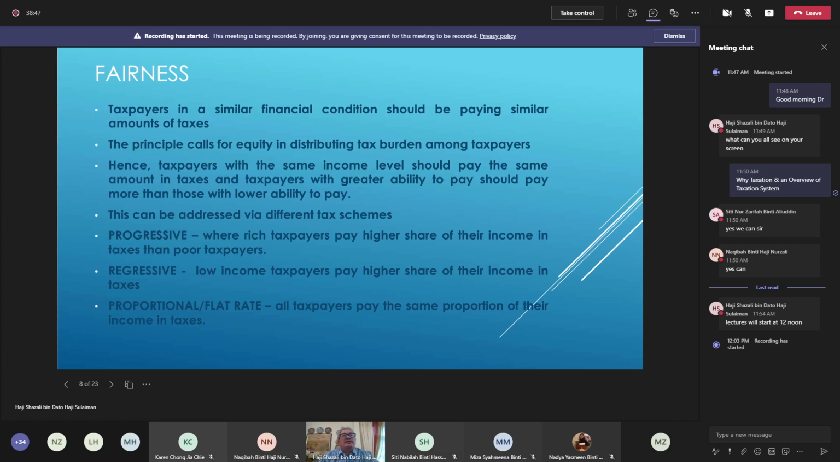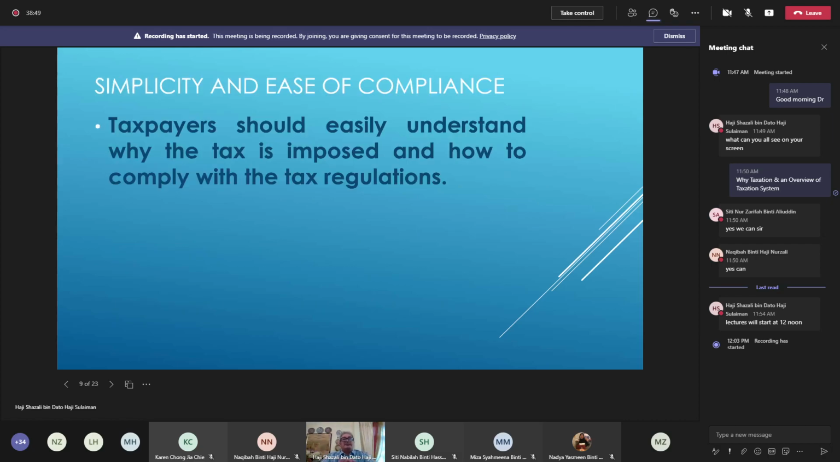Okay. What's the next one? Simplicity and the ease of compliance. This is very straightforward in terms of any taxation system. Taxpayers should easily understand why the tax is imposed and how to comply with the tax regulation. Actually, if you look at chapter 35 of the Laws of Brunei, which is the Income Tax Act, there is already a section since 1949 on personal income tax. And it is quite easy to read.